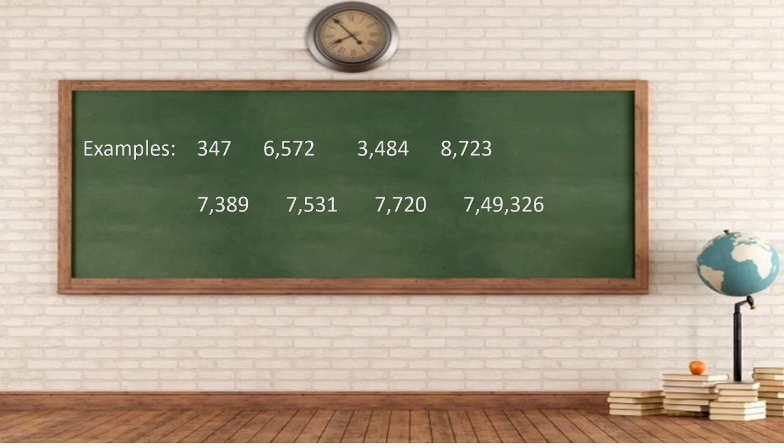Okay, we have here more examples. 347. It ends with a number 7. So this is not divisible by 2. 6,572 ends with a number 2. So this is divisible by 2. Another example ends with a number 4. Yes.